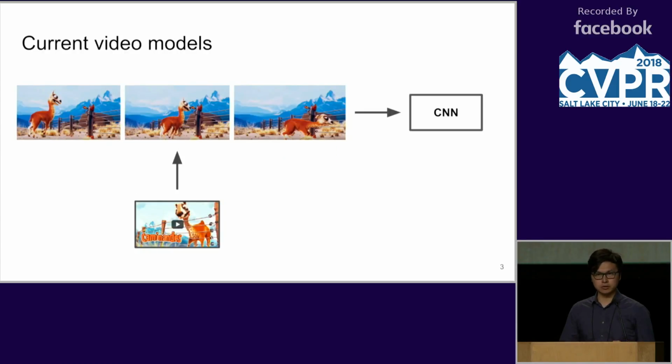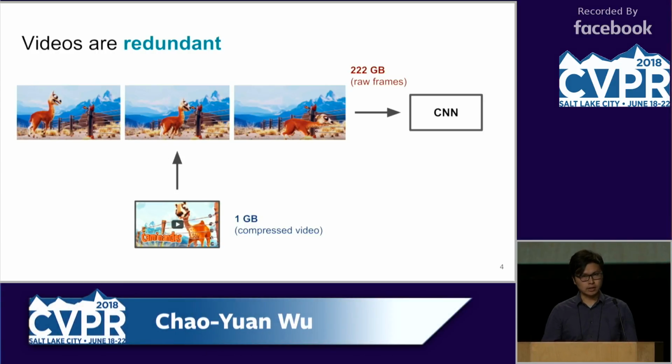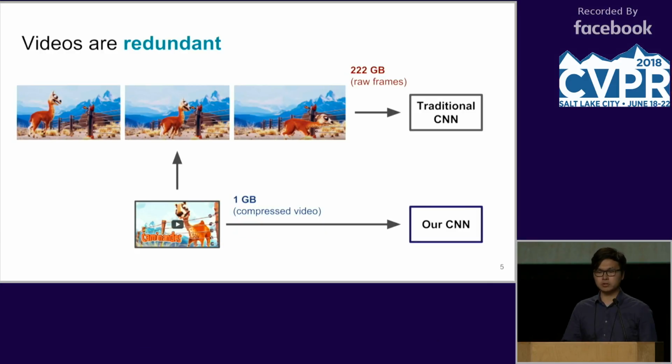What current models do is to treat a video as a sequence of frames and feed these frames into a CNN. While this works great, we argue that this is highly redundant, because the original video is only 1 gig in size, and we decompress it into something 200 times bigger, with many frames being highly similar, and feed these redundant repetitions into a CNN. We think this is not ideal. So in this project, we propose to directly feed the compressed video into a CNN.